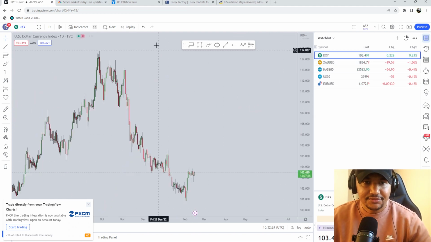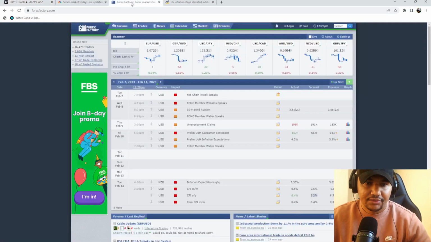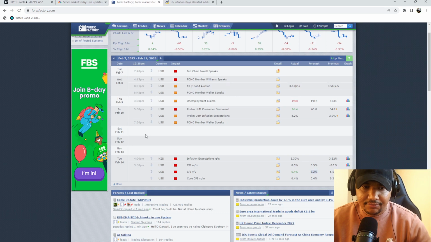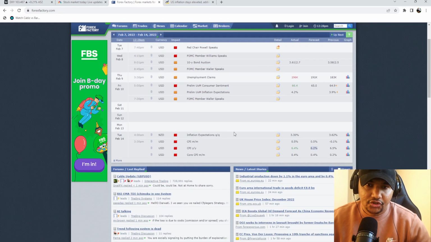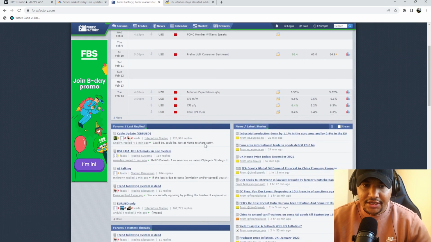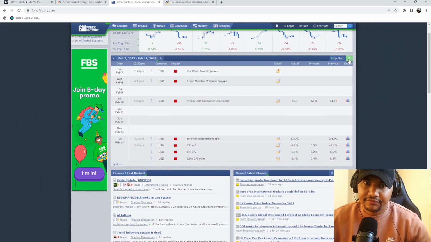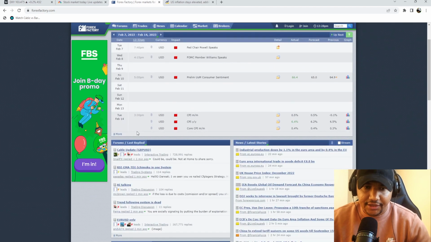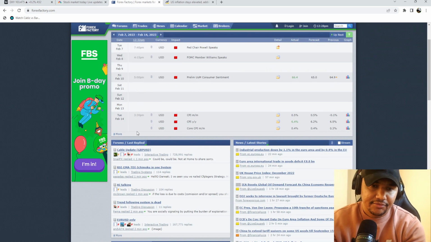Now let's just jump straight into the information there as well. Now yesterday what we had was CPI data come through for the dollar index. Let me just filter this very quickly now, and this also all came through on Valentine's Day. Now the CPI data came through on Valentine's Day.